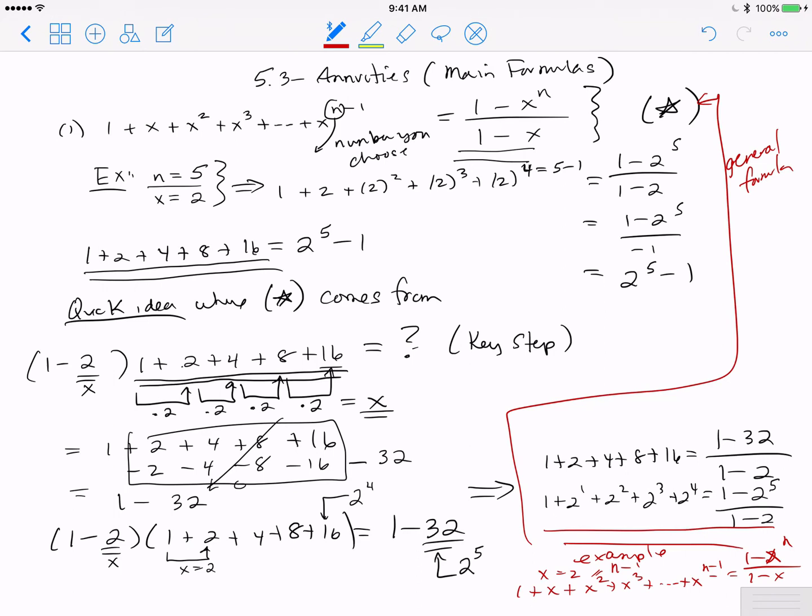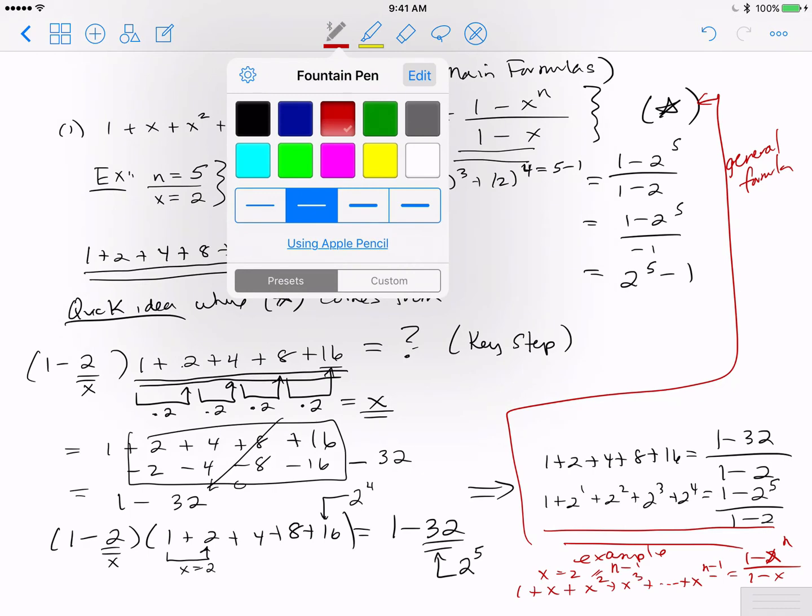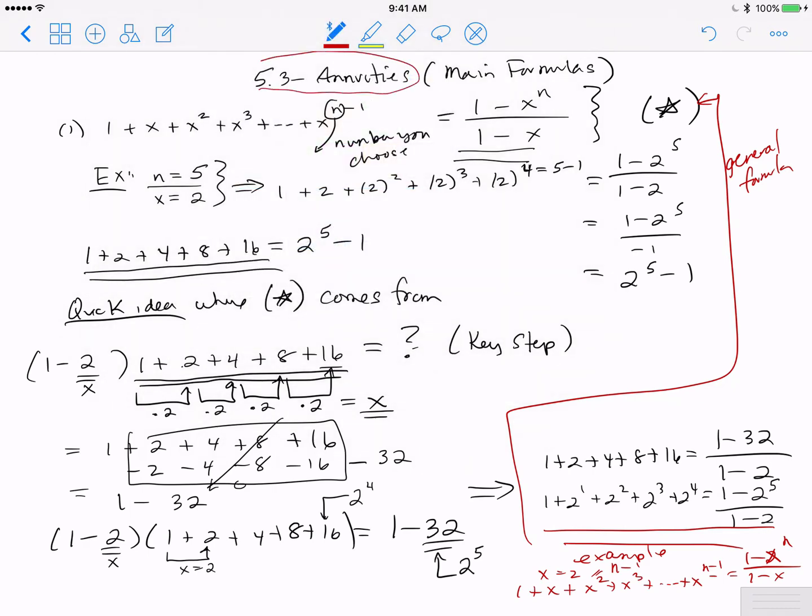In the next video, we'll move on to the formula for the annuities, the annuity step right here. We will need this main math formula to address the annuities question. So that will be the subject of the next video.